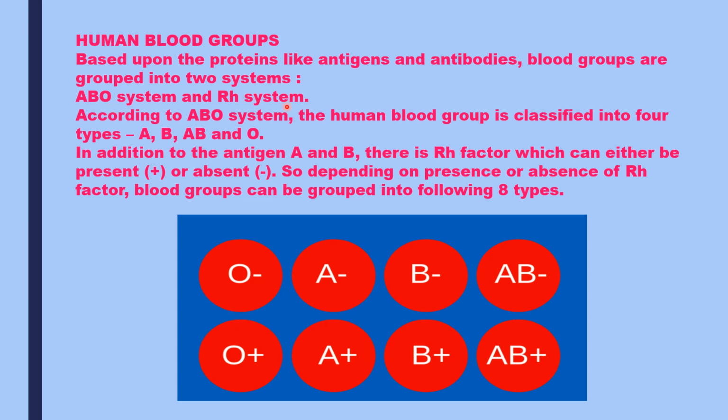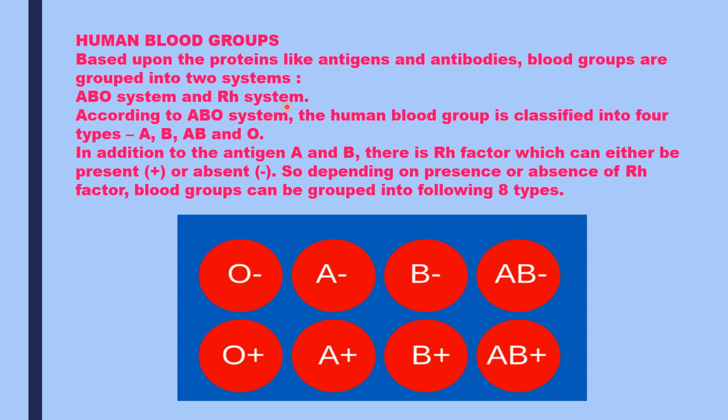Now what are antigens? Antigens are substances that cause our immune system to produce antibodies against it. It is any substance to which our body's immune system immediately responds. So the red blood cells of any individual contain antigen on their surface, and the presence of that particular antigen corresponds to the type of blood group the person will have.